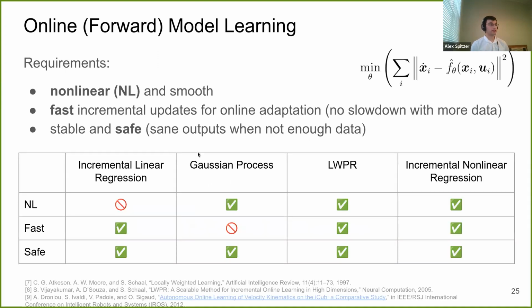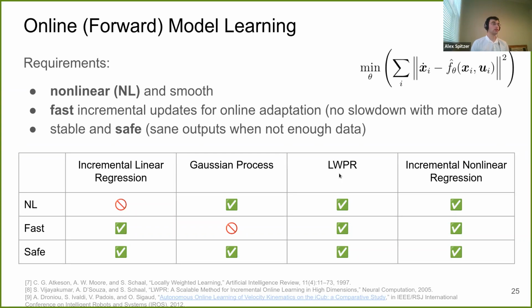So here are some popular regression strategies that have been used for model learning in robotics. On the left, we have linear regression, and the obvious drawback to just linear regression is that it's not nonlinear. A common one is Gaussian processes, but the naive implementation of Gaussian processes is very slow, and the computation time actually scales with the number of data points. So as you get more data points, you end up doing more and more computation. And if you're running this online on a robot, eventually you won't be able to do it in real time.